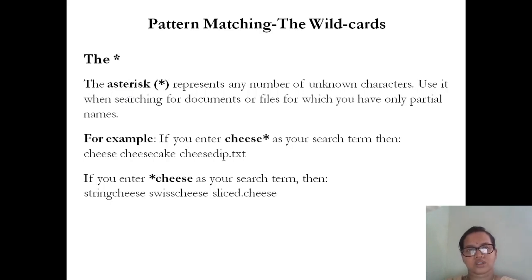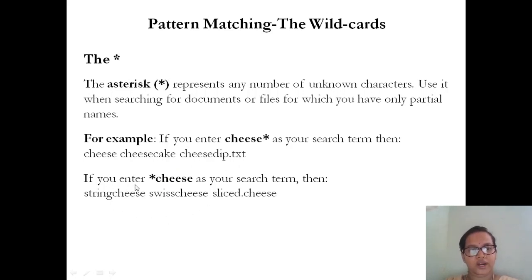Whenever you are searching for a particular document or file, and you know only a partial name of it and not the rest, you can use the asterisk mark. For example, if you enter cheese with an asterisk mark as the search term, this will be your output: you will get cheese, cheesecake, cheese dip, like that.